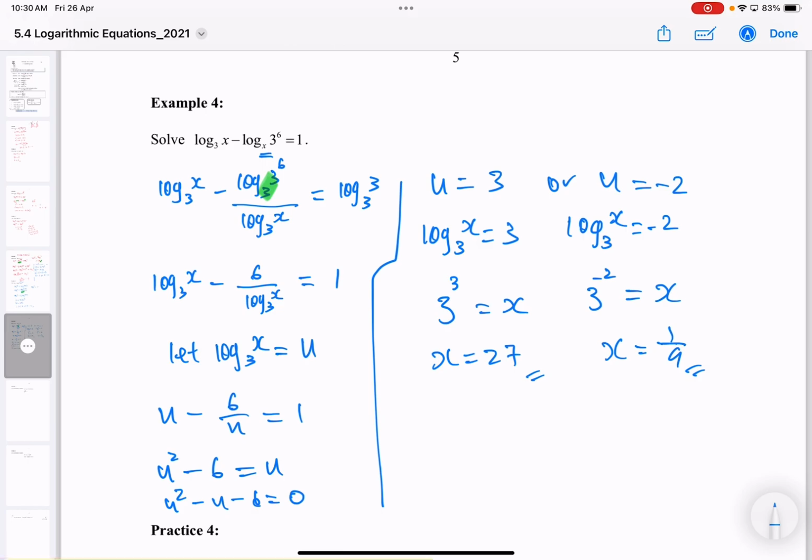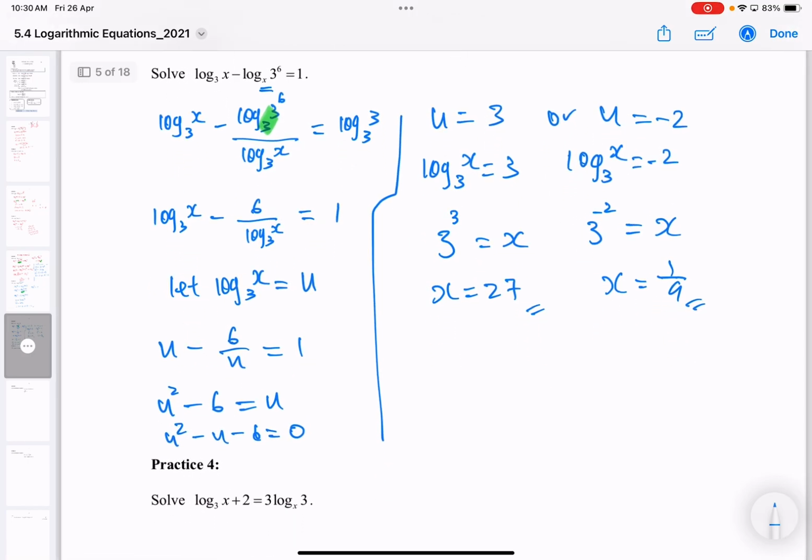Okay, so when you reach a dead end, that is when you have to try a different method. Method number one that you try is to combine it into one single log. If you cannot combine into one single log, then the next method is to just substitute this with any other variable. Can be A, can be B, can be C, can be anything that you want. And then you try to solve for it. If you are okay, can you please try the question at the bottom? Practice number 4. Okay, can you try practice number 4?